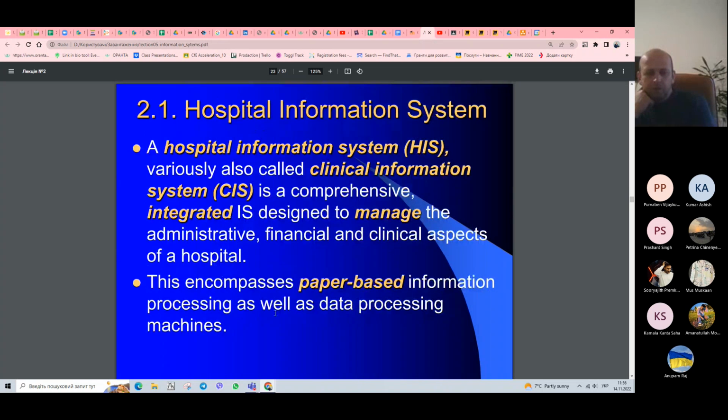A hospital information system, variously also called a clinical information system, is comprehensive and integrated, designed to manage the administrative, financial, and clinical aspects of a hospital. This encompasses paper-based information processing as well as data processing machines.